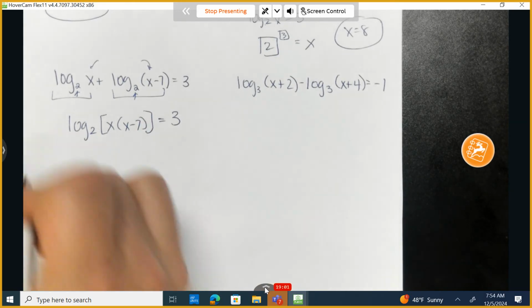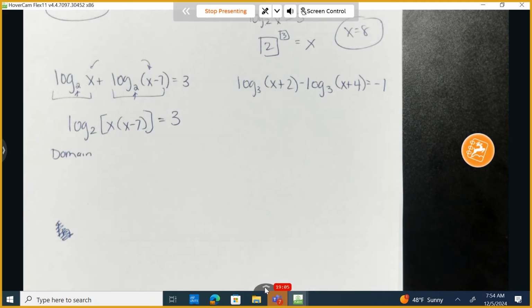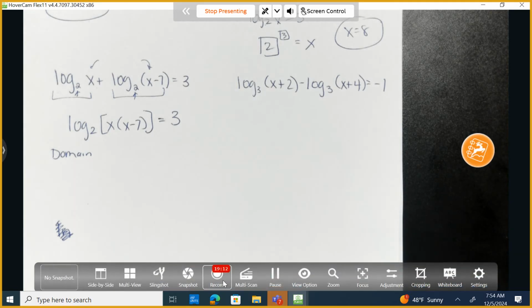But before I do that, I want you to turn to your partner or to your group, and I want you to figure out what is the domain of this and actually graph it on a number line. I'm going to press pause.